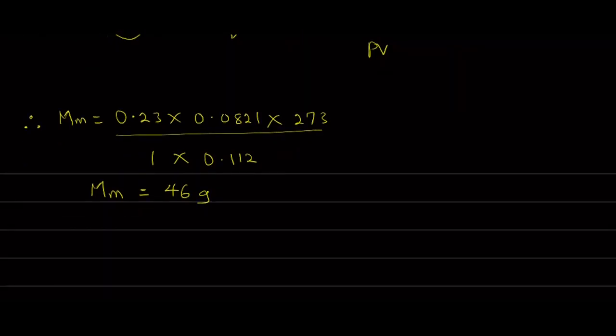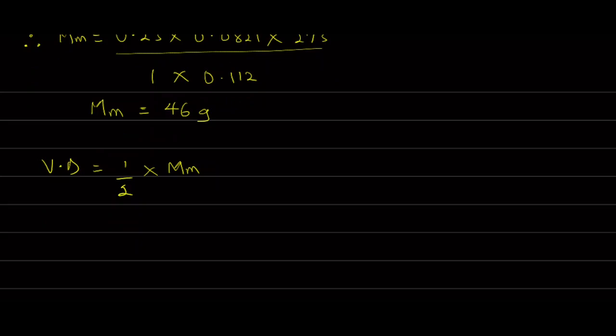Now that I've gotten the molecular mass, the question says we should solve for the vapor density. We recall from the relation that we proved in the beginning of the video that vapor density is equal to 1/2 times molecular mass. In this way, the vapor density is going to be equal to 1/2 times the molecular mass we have obtained, which is 46. Then the vapor density becomes 23. This is the vapor density of the gas.